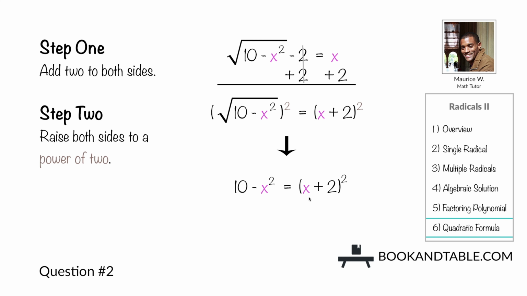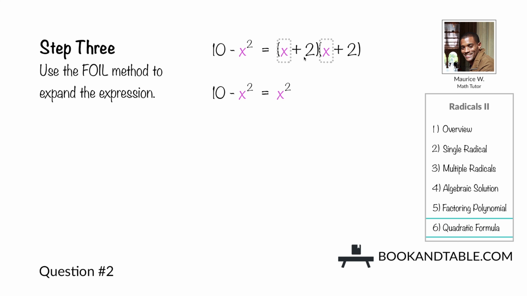So step 3, we are going to use the FOIL method to expand this expression, x plus 2 squared. So x plus 2 times x plus 2. X times x gives us x squared. X times 2 gives us 2x. 2 times x is 2x. 2x plus 2x is 4x. And then 2 times 2 is positive 4. So once we remove the radical and expand our expression, we are left with 10 minus x squared is equal to x squared plus 4x plus 4.